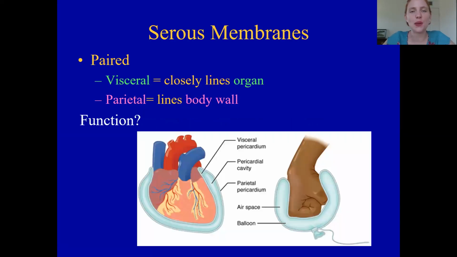So we are on our fourth and final little piece. This one should be fairly short. I just want to talk about serous membranes. Okay, very serious. Serous membranes.